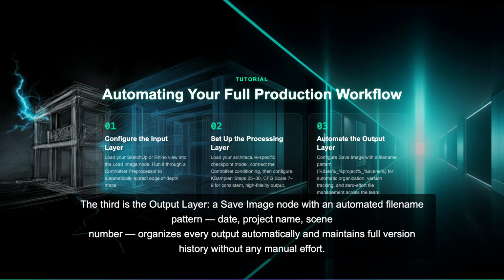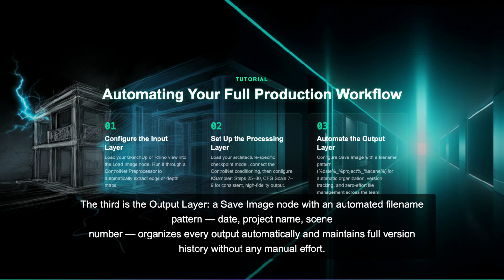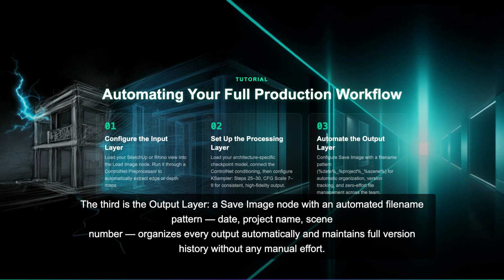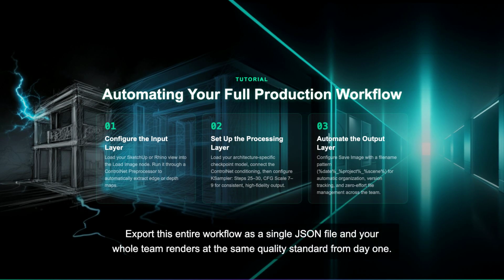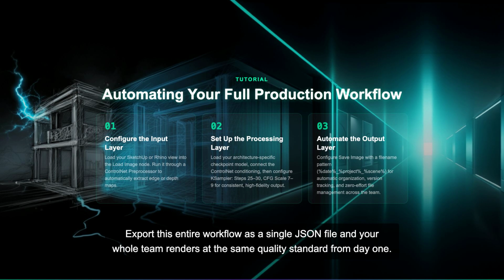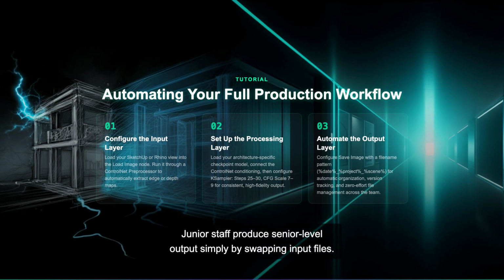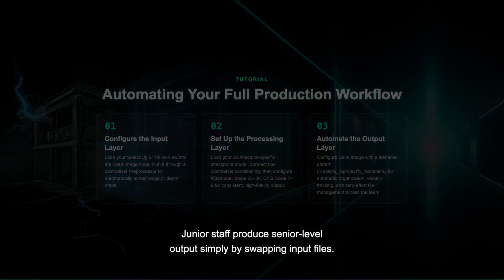The third is the output layer, a save image node with an automated file name pattern, date, project name, scene number, organizes every output automatically and maintains full version history without any manual effort. Export this entire workflow as a single JSON file and your whole team renders at the same quality standard from day one. Junior staff produce senior-level output simply by swapping input files.